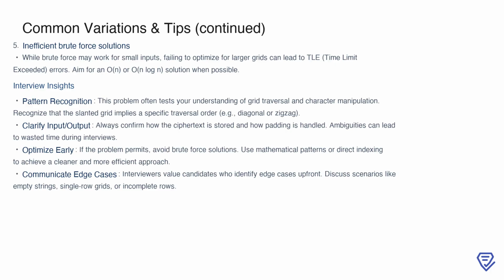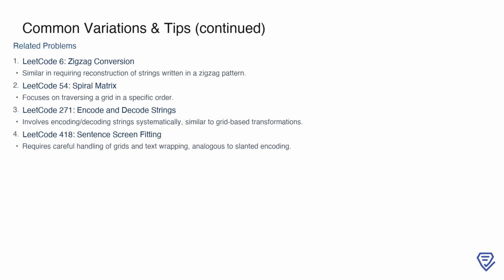This problem also shares similarities with others that involve grid traversal or string reconstruction. For example, LeetCode 6, Zigzag Conversion, involves reconstructing strings written in a zigzag pattern, which requires careful indexing, much like this problem. Another related problem is LeetCode 54, Spiral Matrix, which emphasizes traversing a grid in a specific order, although the traversal pattern differs. LeetCode 271, Encode and Decode Strings, deals with systematically encoding and decoding strings, which is similar in concept to grid-based transformations.